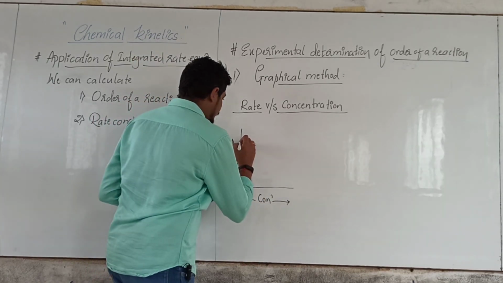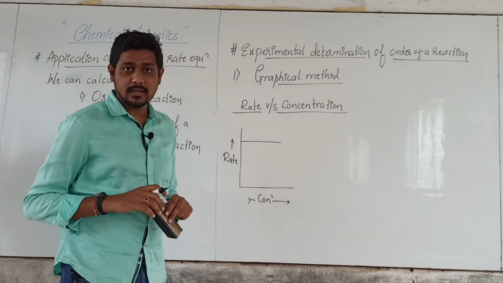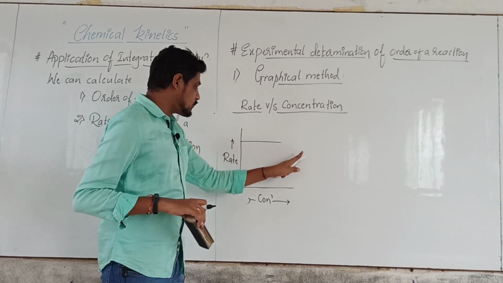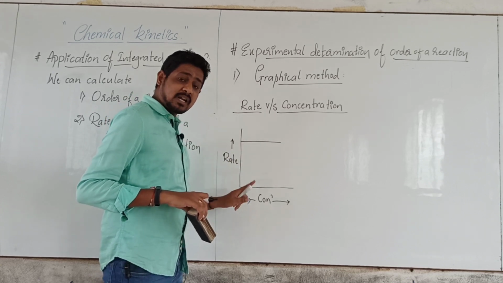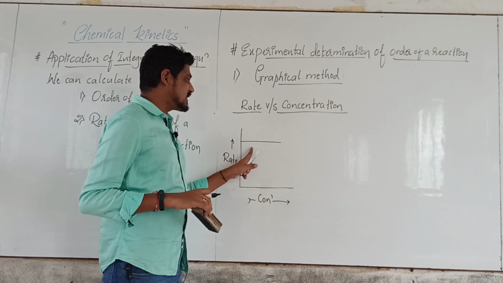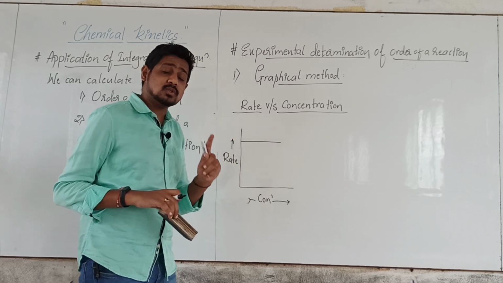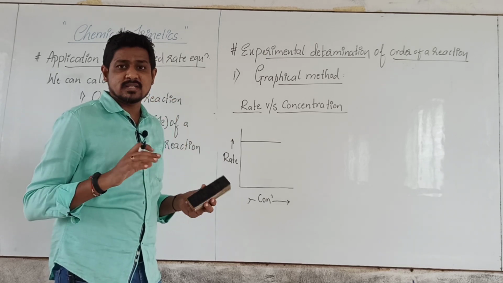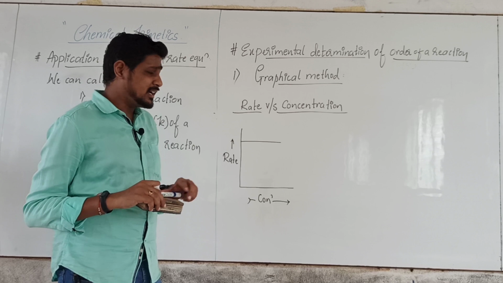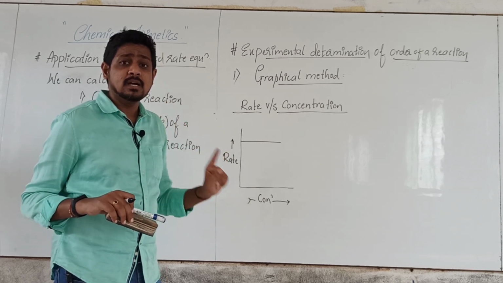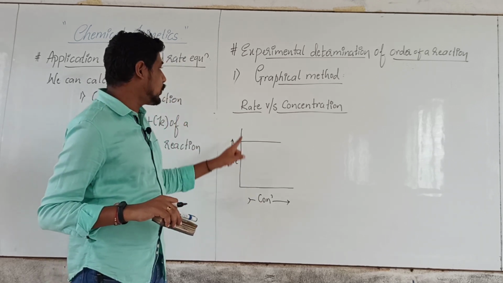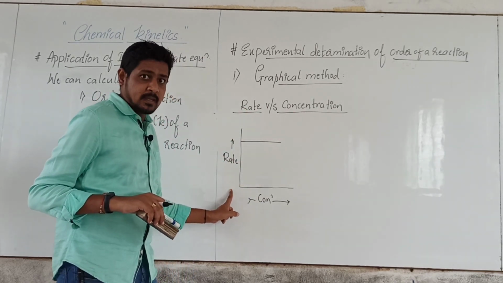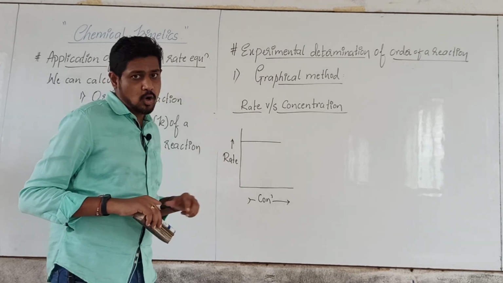Now if the graph is coming like this, it means what? From this graph, what you can say is that the rate of the reaction is the same, whatever the concentration is changing. Even though the concentration is changing, the rate of reaction remains the same. So what is the order of the reaction? Then it will be a zero order reaction. Why zero order? Because in a zero order reaction we know that the rate of the reaction does not depend on the concentration. So when you plot a graph of rate versus concentration, and you are getting a plot like this, then it will be a zero order reaction.